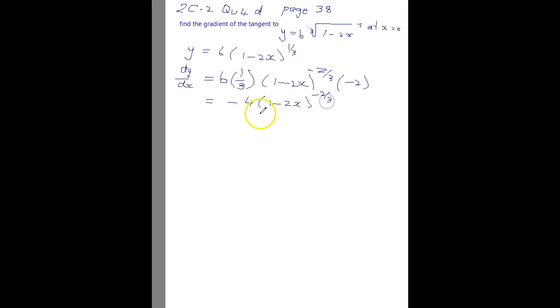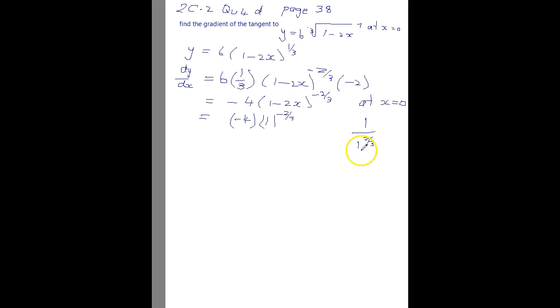And I think, but the gradient is at x equals 0. So if I put in 0 for x, that will be minus 4 times 1 minus 0 is 1, and 1 to any power is 1. But you might like to be reassured. So let's put a positive 1 to the minus 2/3 in my working column is 1 over 1 to the positive 2/3.